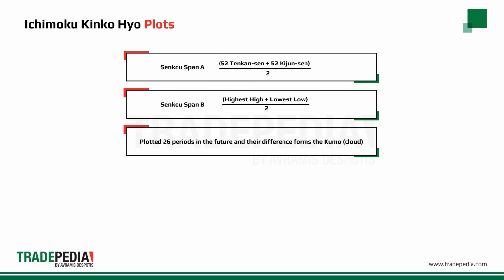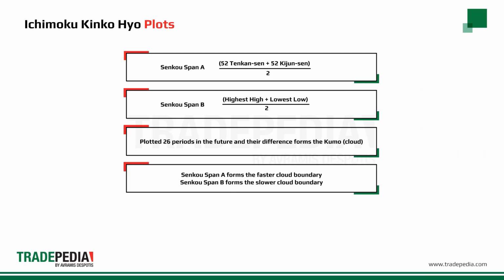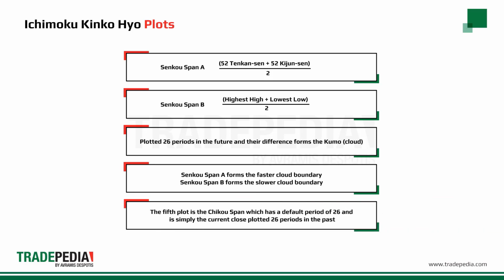These lines are referred to as leading because they are plotted 26 periods in the future, and their difference forms the Kumo. Senko span A forms the faster cloud boundary, while Senko span B forms the slower cloud boundary. The fifth plot is the Chiku span, which has a default period of 26 and is simply the current close plotted 26 periods in the past.